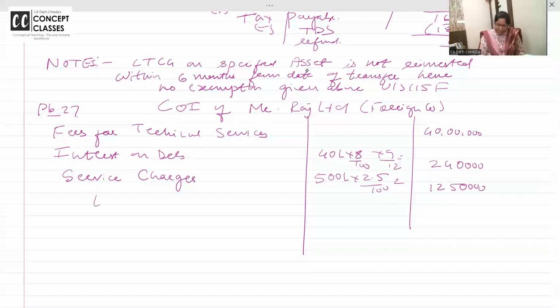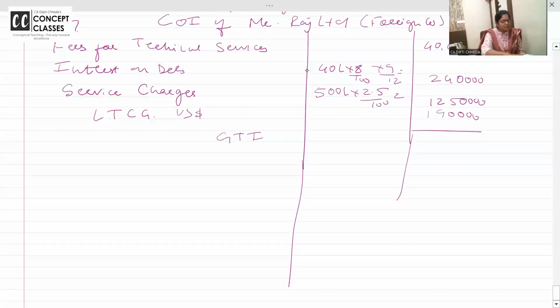Long term capital gain was also received. And this they have subscribed in convertible foreign exchange, the section 115 one. So there will be no indexation. It is in US dollars, but now it is converted into rupees, 1,90,000. Let us calculate the gross total income, and then there are no deductions. So directly what's going to be the capital gain and other taxes. Tax liability, calculate only if it is asked, otherwise don't take out.